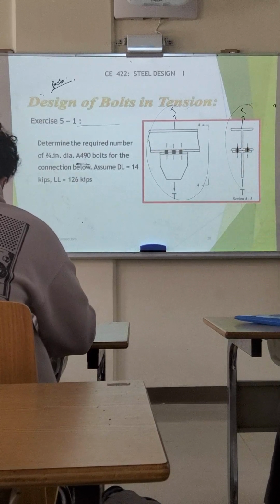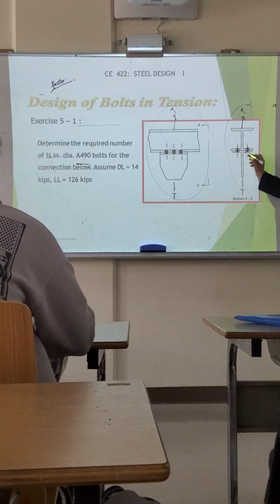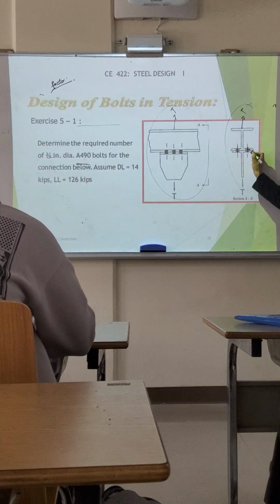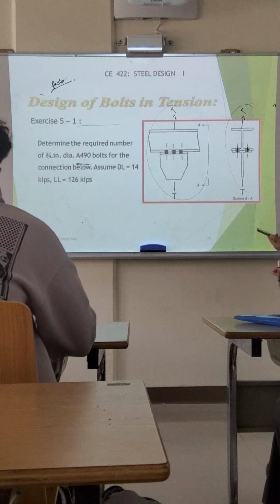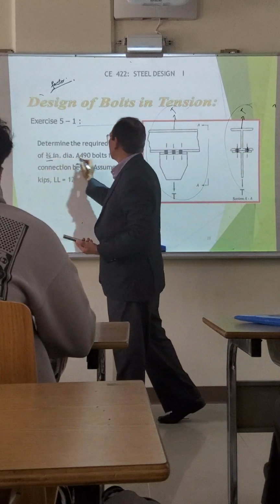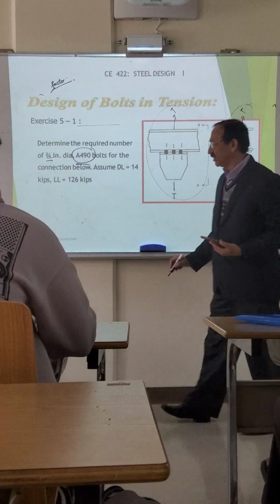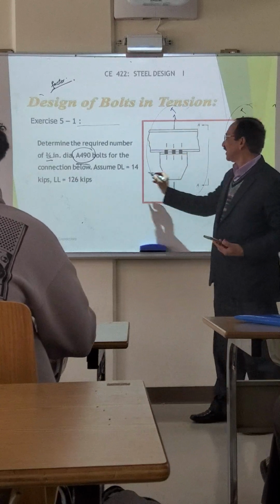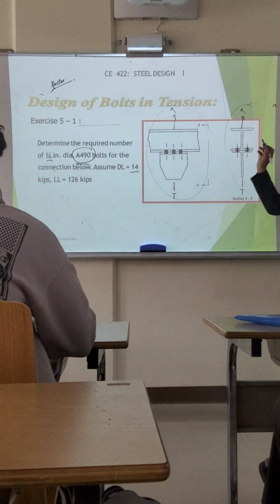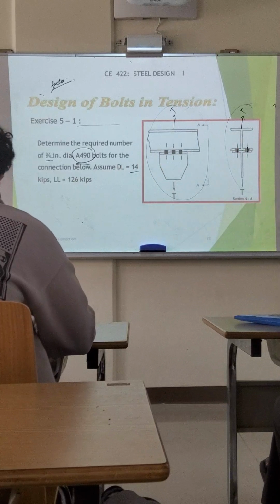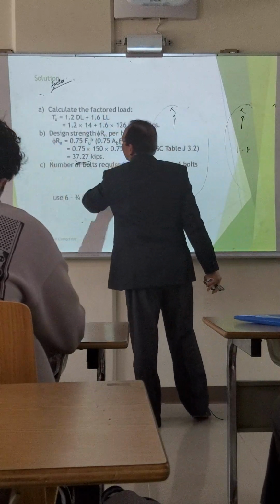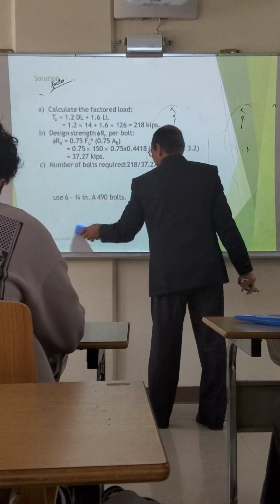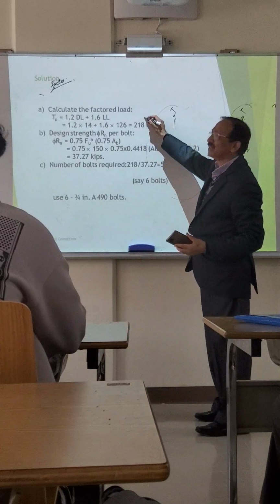Because when you are designing, the question will say there are two bolts in the flange. Two lines. So determine the required number of this diameter bolts. A490 is the grade of the bolt. For this connection, dead load is 14 and live load is 126. So you can easily calculate the design force, which is Tu = 1.2 times dead load plus 1.6 times live load, and you can get this value as 280.